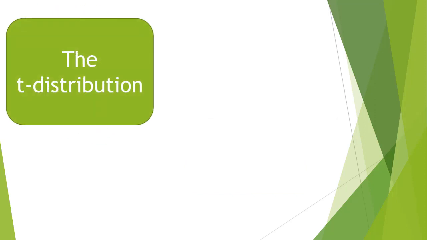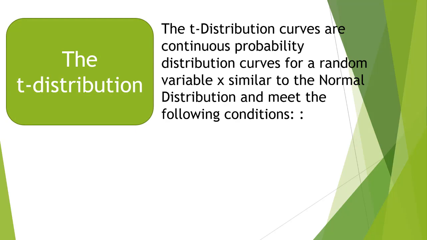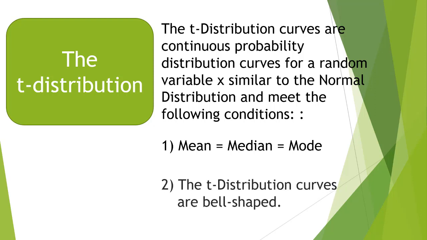at the t-distribution itself. So the t-distributions are continuous probability distribution curves for a random variable x, similar to the normal distribution, and they meet the following conditions. Just like in the normal distribution, the t-distribution has the mean equal to the median equal to the mode. The t-distribution curves are bell-shaped.